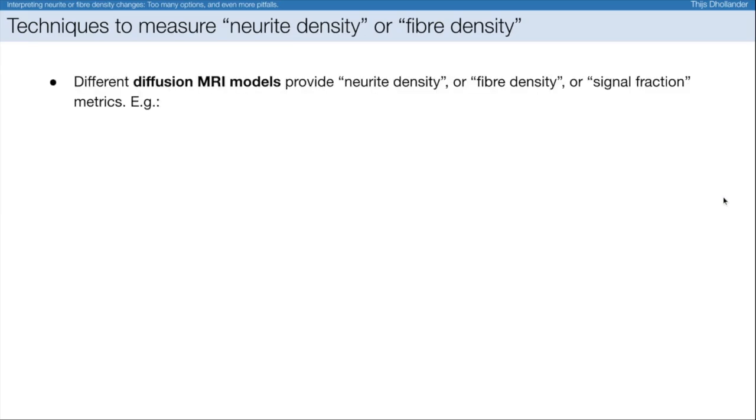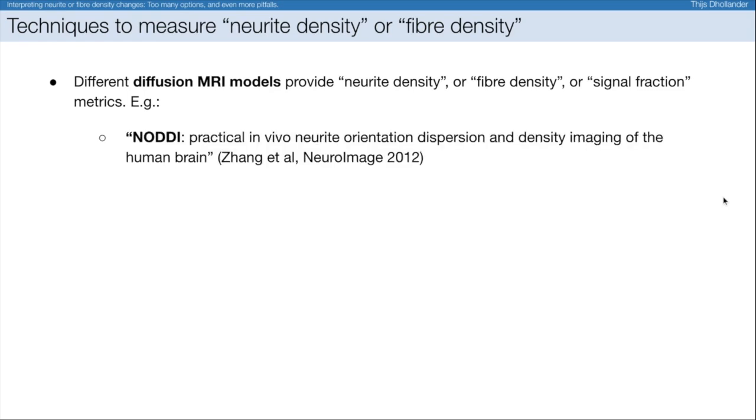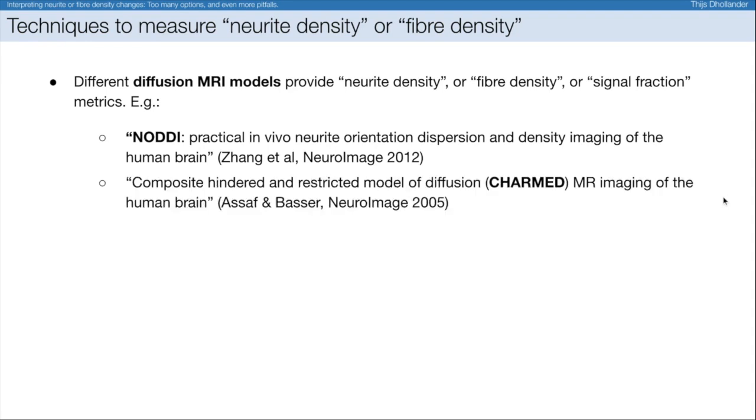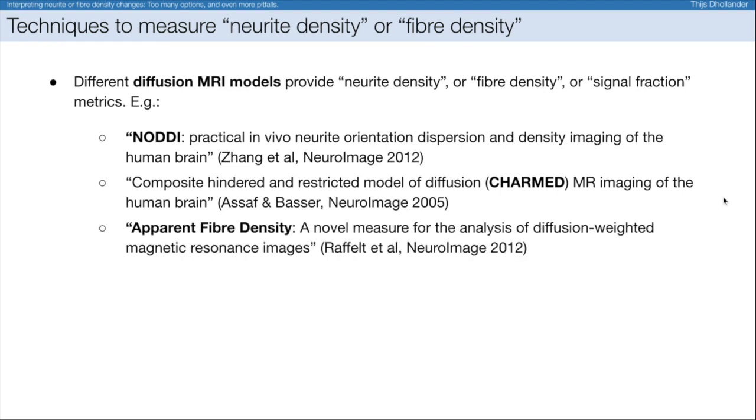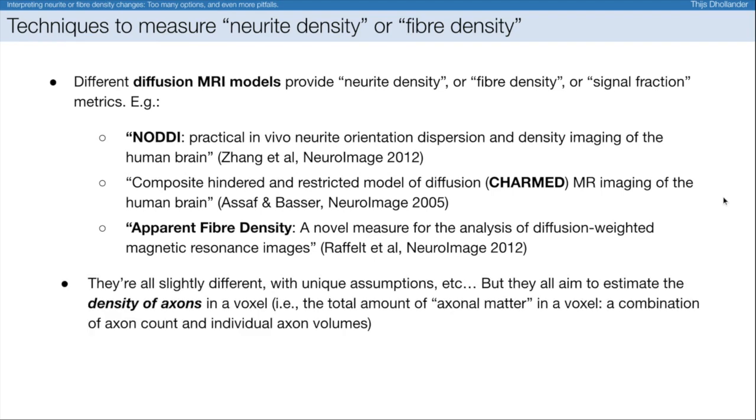Alright, so first, where do we even get density metrics from? Well, there are different techniques. Today we're of course talking about diffusion MRI, and there are several models that provide neurite density, fiber density, signal fractions, and the like. So there is NODDI that you may know as a neurite density metric. There is the CHARMED model. It has an intra-axonal signal fraction, which is kind of similar. There's the apparent fiber density metric, sometimes called fiber density for short, and many others.